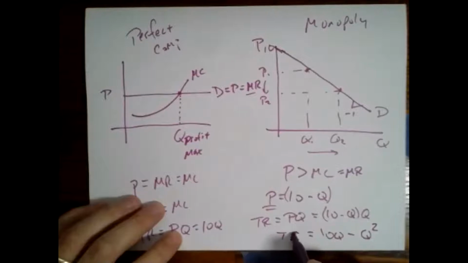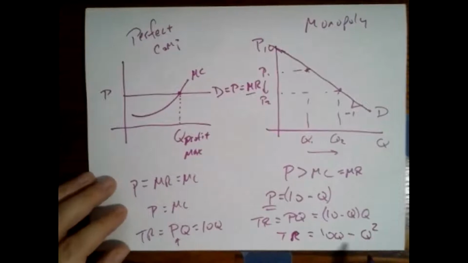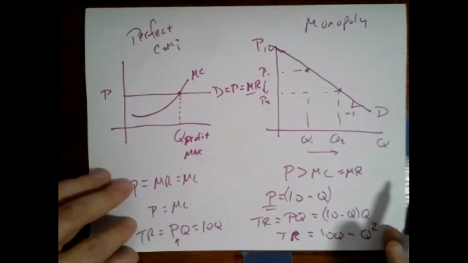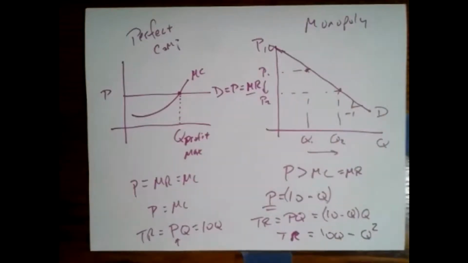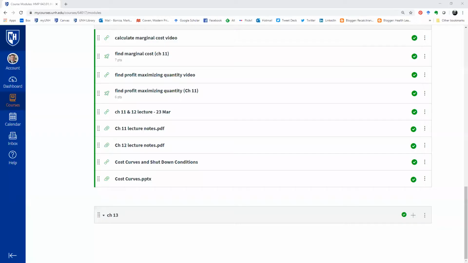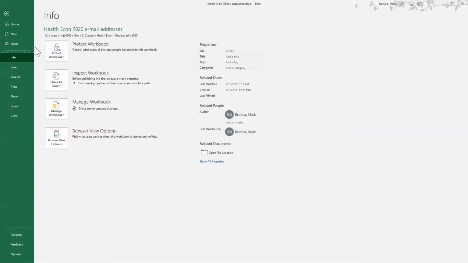So total revenue under the monopolist, the total revenue function, is going to be an exponential function, sort of like we did with the perfectly competitive total cost. So let me share my screen with you. We can do a quick example. Let me get a new file.